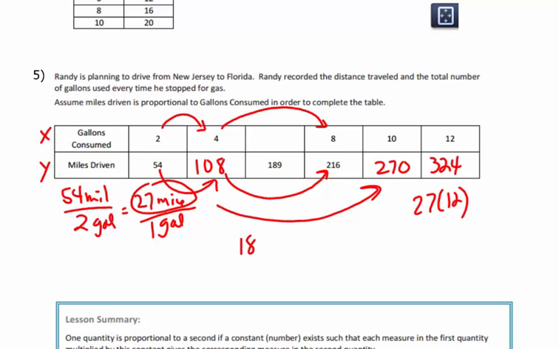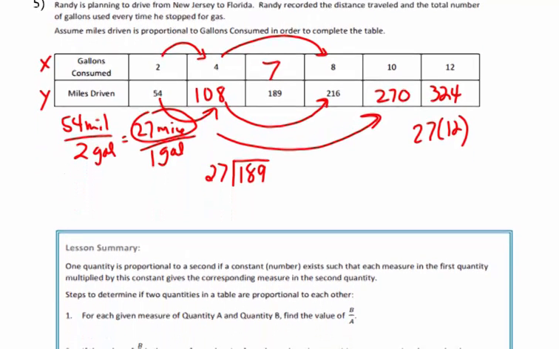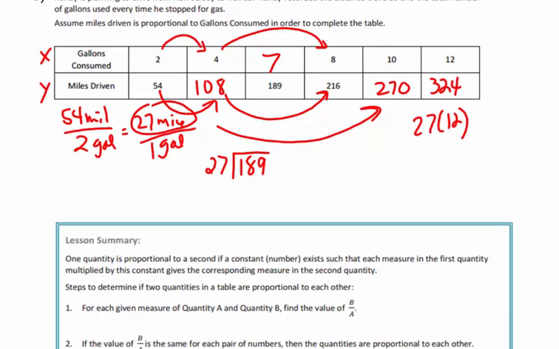Now if I have the miles driven, I know it's 27 miles per gallon, so I take 189 divided by 27, and that's going to give me 7 gallons consumed. So once I find the unit rate, I can use that different ways to figure out parts that are missing. And we're going to work more about that during class.